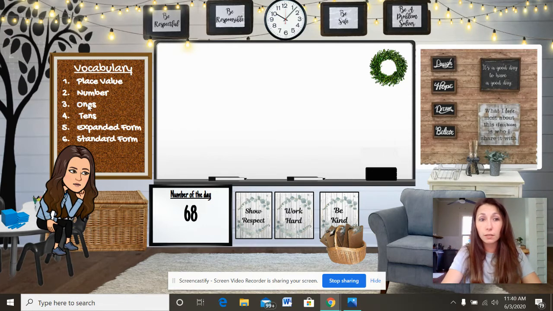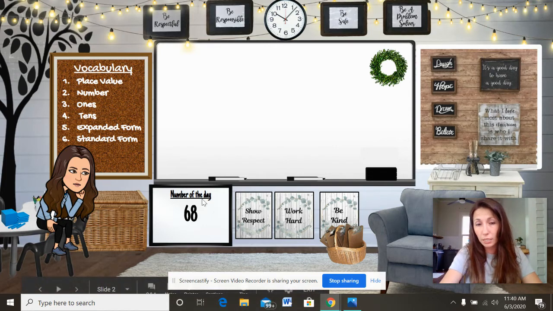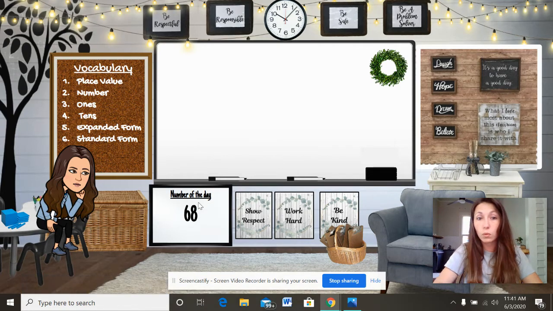And then number 3 is your ones, and that is the smallest unit when you're talking about place value. Ones are just your little itty bitty ones, little one blocks. And if you look at your number of the day, which is 68, you have 8 little ones.